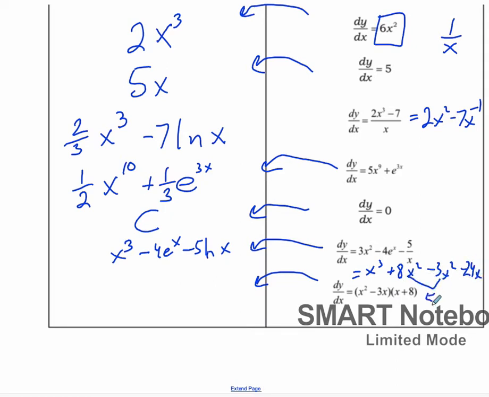Again, this is like a 5x squared. So when we get the integral, we increase the exponent by 1. That means we have to divide by 4. Then for the next one, we increase this exponent by 1, looking at the 5x squared. And then we have to divide by 3, so we're going to have 5 over 3. And for the negative 24x, we increase the exponent by 1, and we divide 24 by 2, and we get 12. So that's the antiderivative of that one.